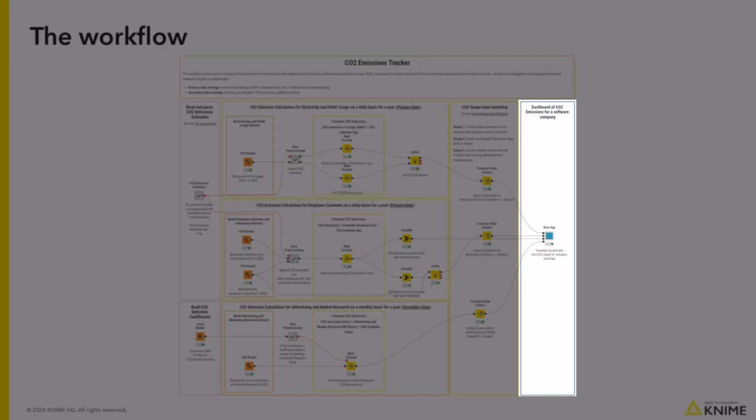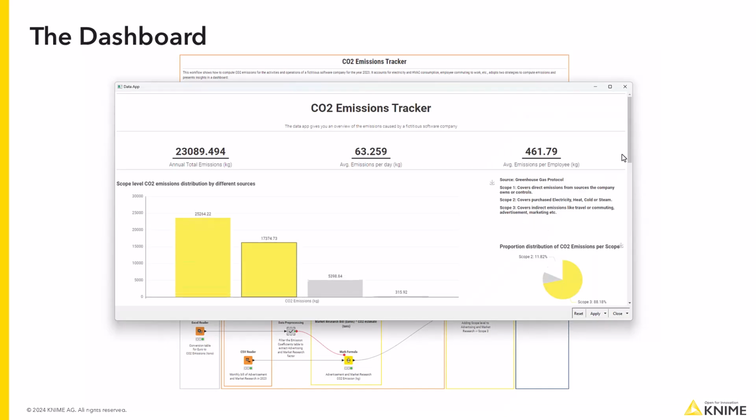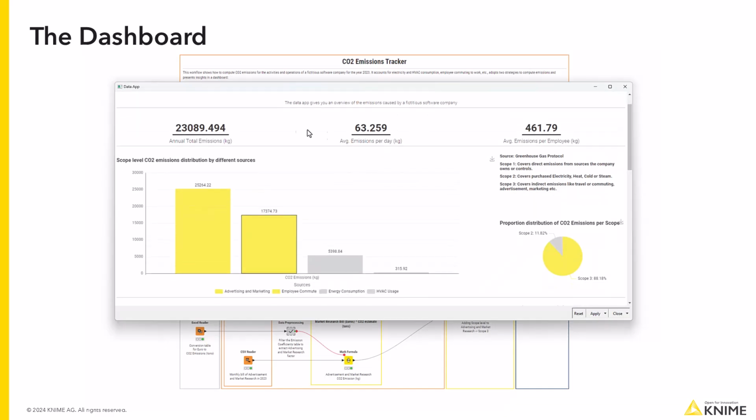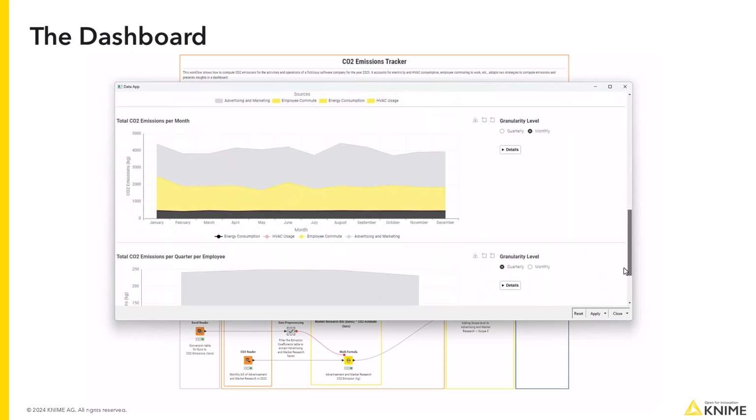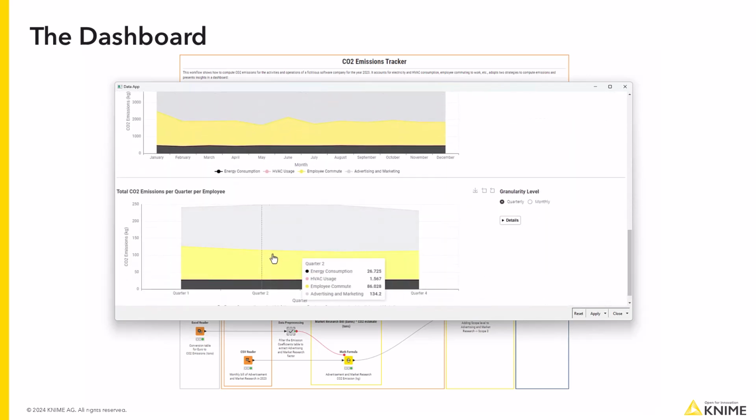Finally, let's bring together all the tables output from different parts of the workflow to create an interactive dashboard to visualize the results. On the very top, we see the total number of emissions and also the average emission per day and employee. We can also get a breakdown of the emissions per scope and source. Scrolling down, we can get more insights about our data, looking at how emissions vary monthly or quarterly.